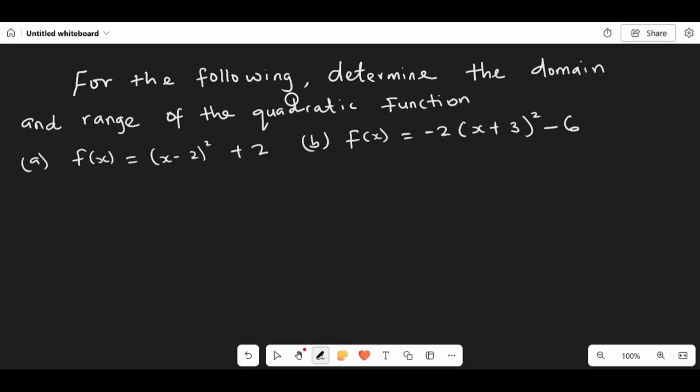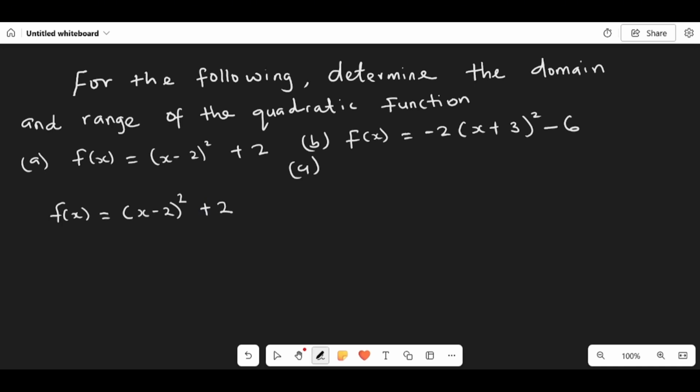For the following, determine the domain and the range of the quadratic function. These are the given quadratic functions. Let us start with number 1, which is a. f(x) = (x - 2)² + 2.